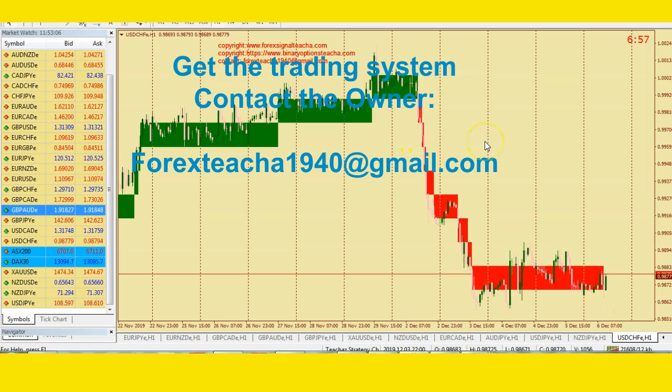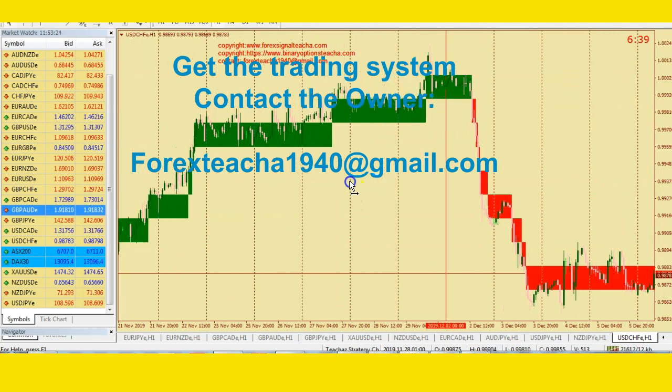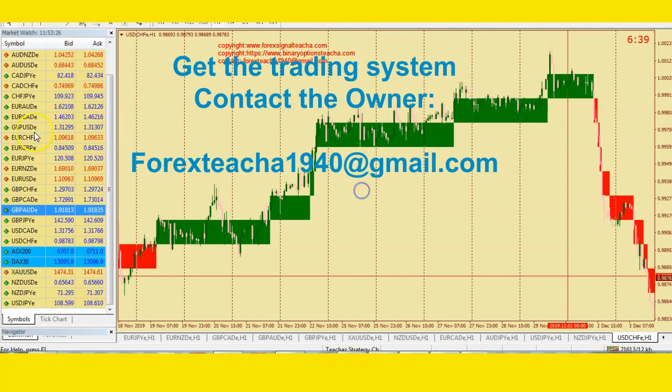This was a USD Swiss franc, so this is also a nice trade that was there. This is on 2 December here. 2 December starts right here. All right, so from the previous week, if you took this trade, you could have taken the trade from here.